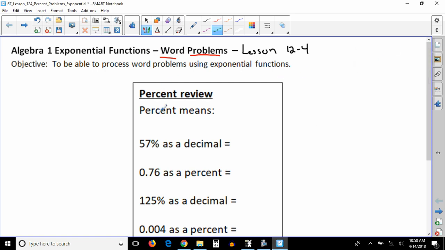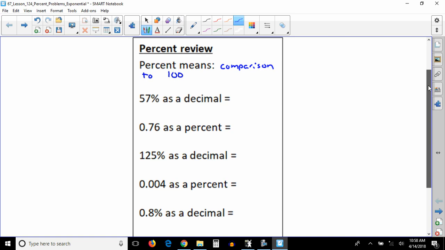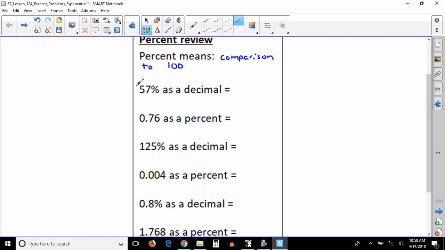Alright, so percent review means, percent actually means it is a comparison to 100. And basically what that means is, if you guys remember anything about how to turn decimals into percents and percents into decimals, I want you guys to remember how to kind of turn them around and fix them from what they are.